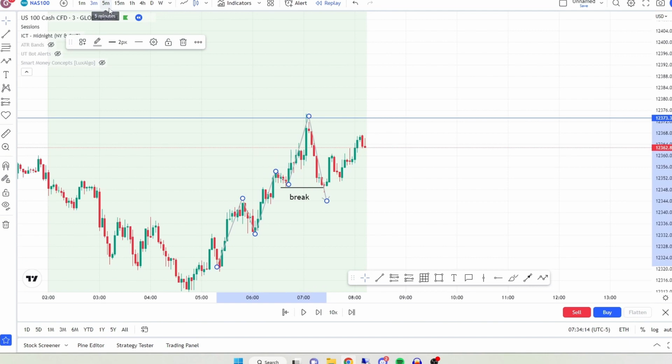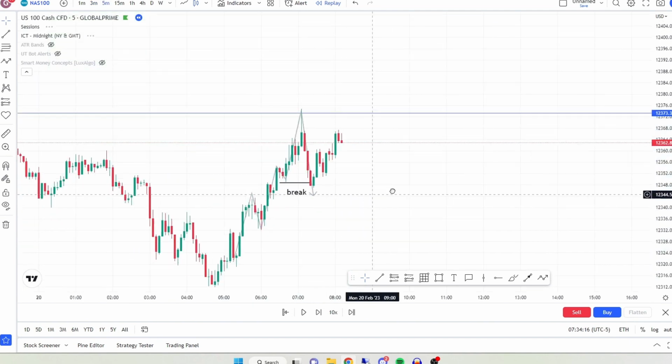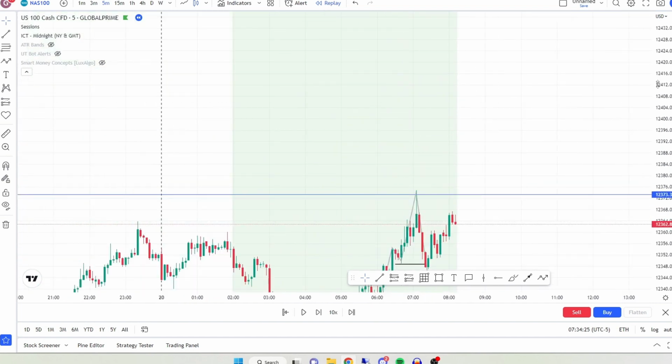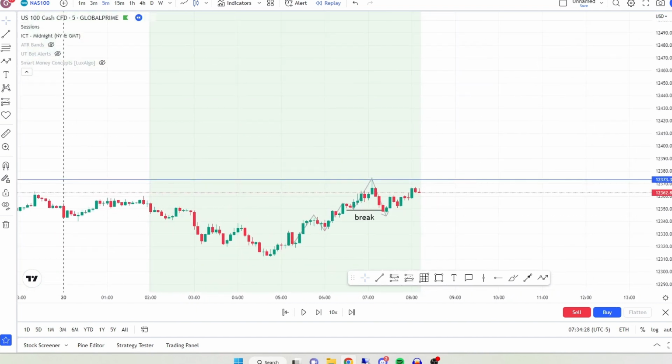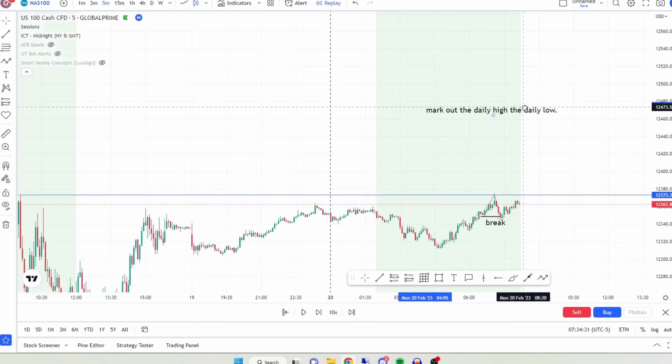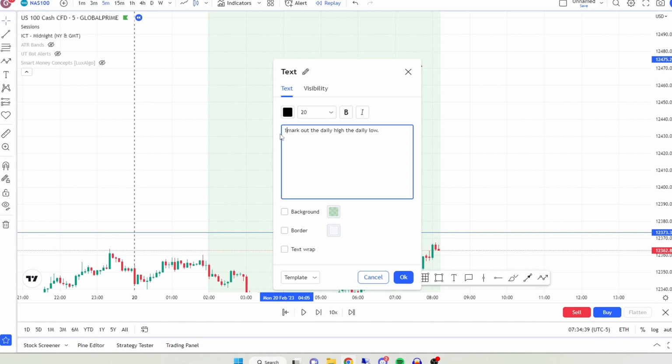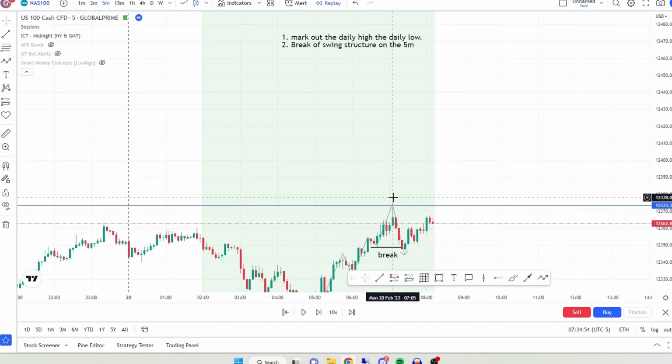Now, in order to determine this, I usually look on the 5-minute chart. So on the 5-minute chart, we're looking at swing structure. Mark it out just like this if you're trading the strategy. So we then look for a break. We've got daily highs and daily lows marked out. We then look for, so this is step number 1. Step number 2, we look for a break of swing structure on the 5 minute. And we've got that here.